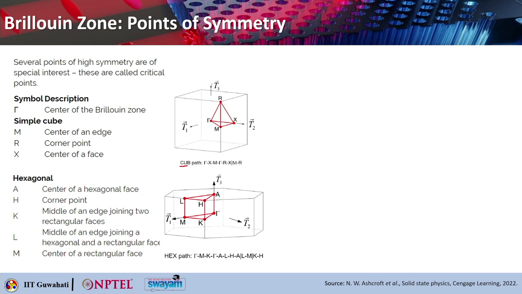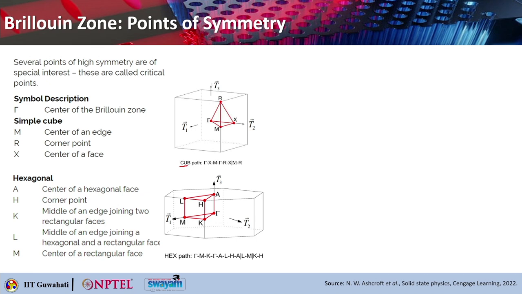So, you need to traverse along the boundaries of this irreducible Brillouin zone to cover this entire volume. You can start with gamma, then you go to X, then to M, then to gamma. That covers the bottom part, and then you go to R, then you come to X or M, and then you come back to R. And then you again have gamma. That will complete traversing along the boundary points.